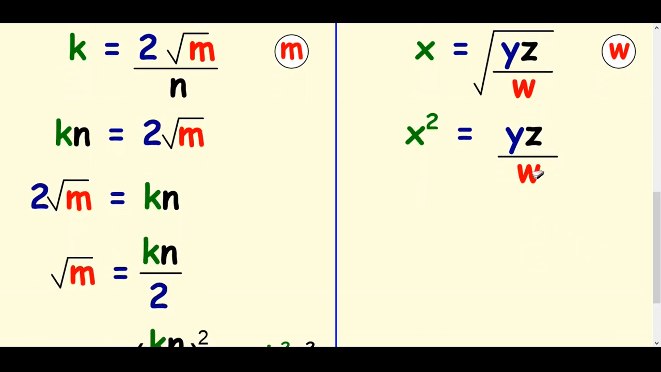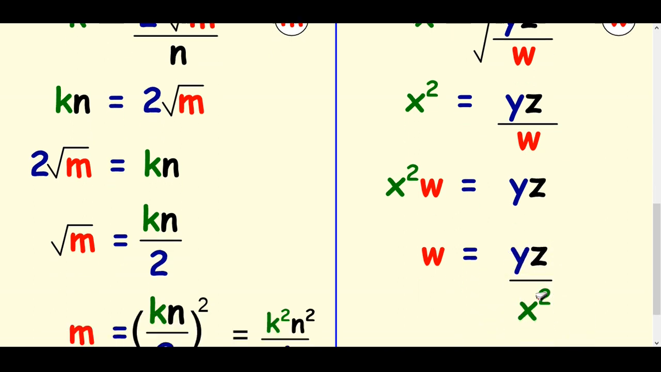My subject's in the bottom here, so I'm going to multiply by that on the other side because it's divide by w, and do that by timesing by w on the other side. And then to finish off, I'm just going to divide by x squared to get w on its own because w is my subject. So just take that x squared down below and divide by x squared.